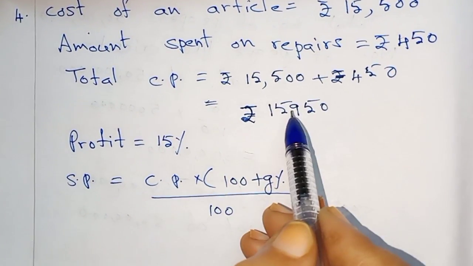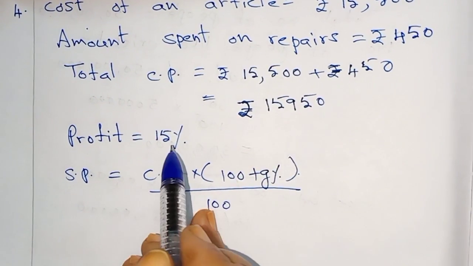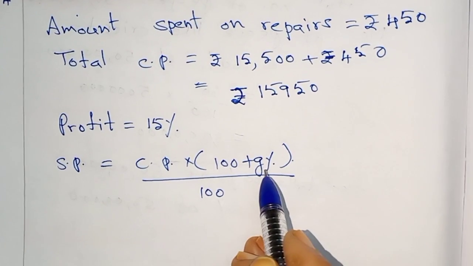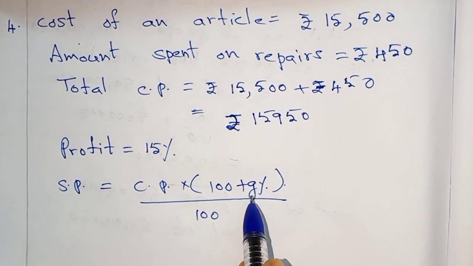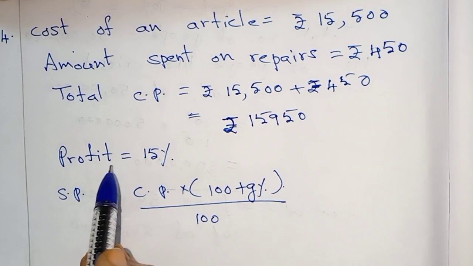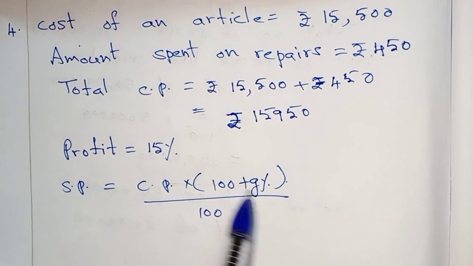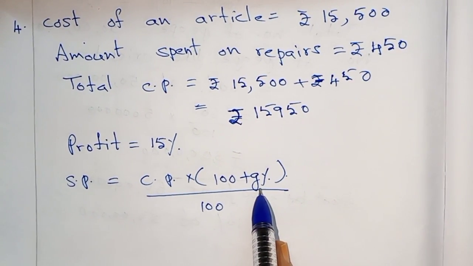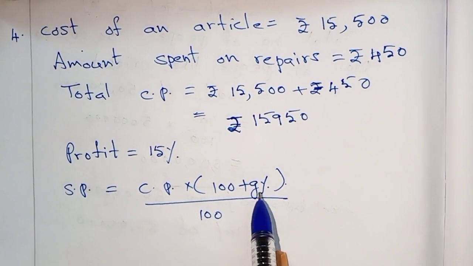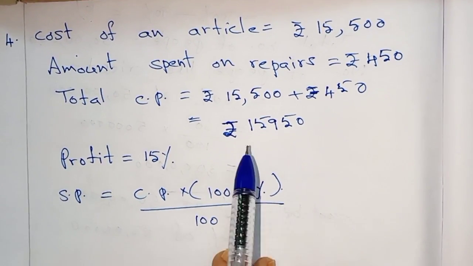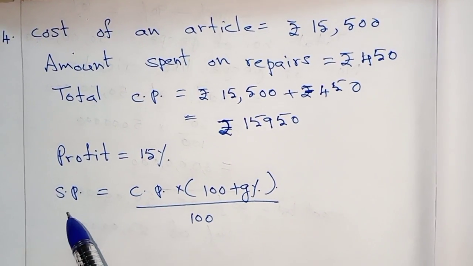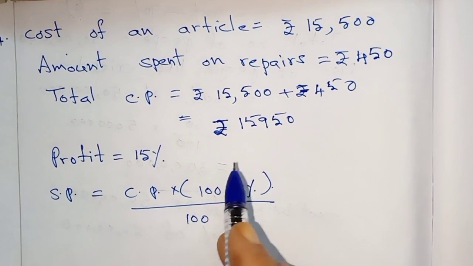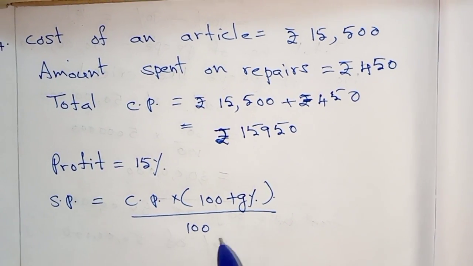So here CP is given. So when CP is given, when profit is given, this is the formula. Selling price is equal to CP into 100 plus gain. What is meant by gain? Profit. Whether it is a profit or gain, both are same. So in the formula, instead of profit, we use the word gain. What is meant by gain percent? Profit percent. So here CP is given, profit is given, we have to find the selling price. So this is the formula. CP into, what is CP? Cost price, into 100 plus gain percent by 100.